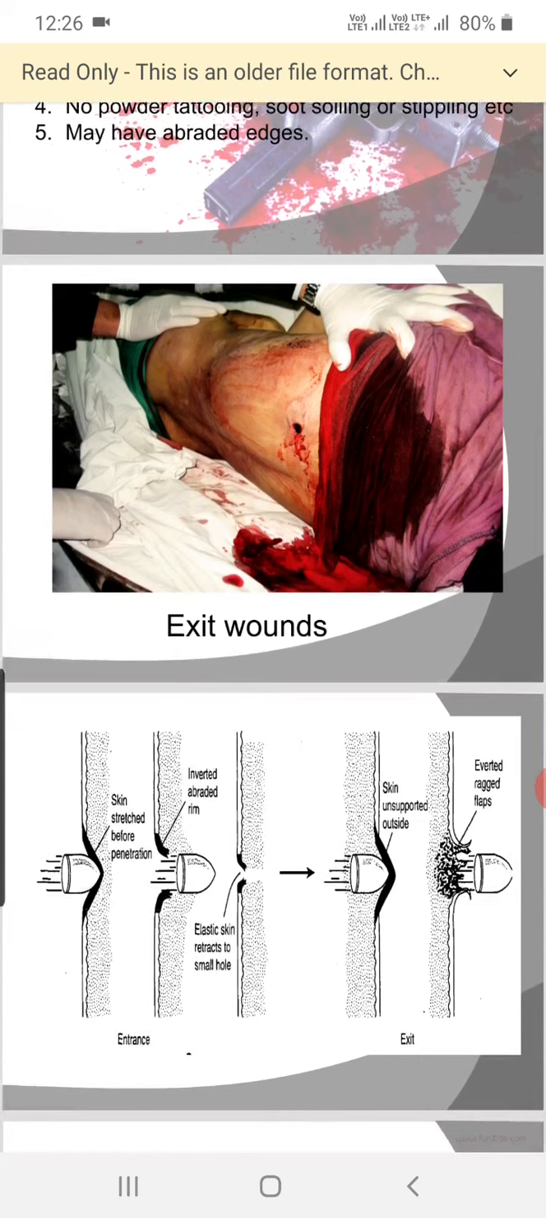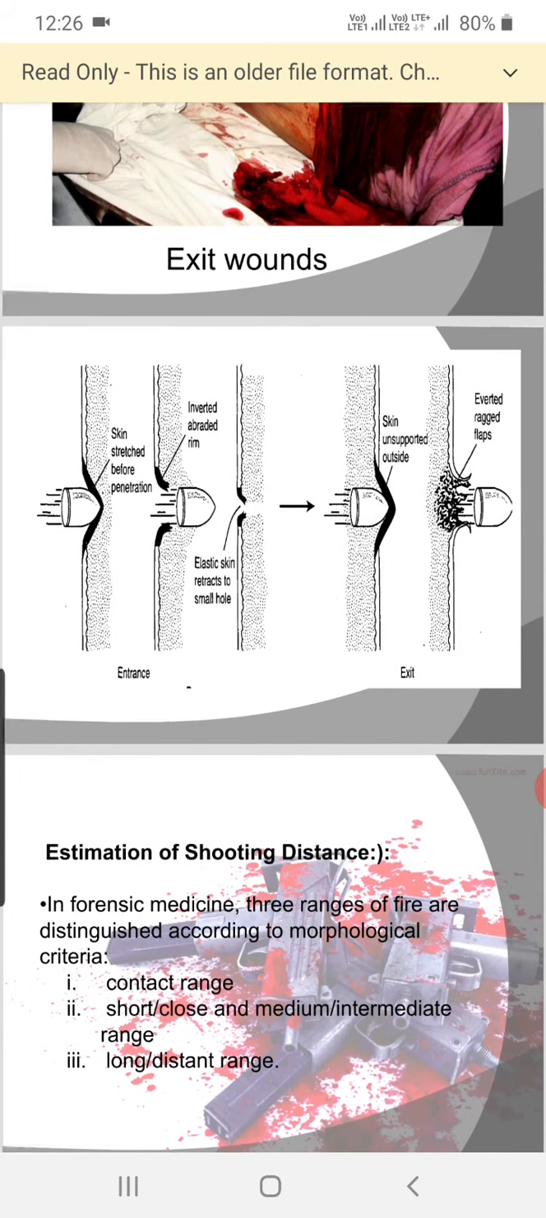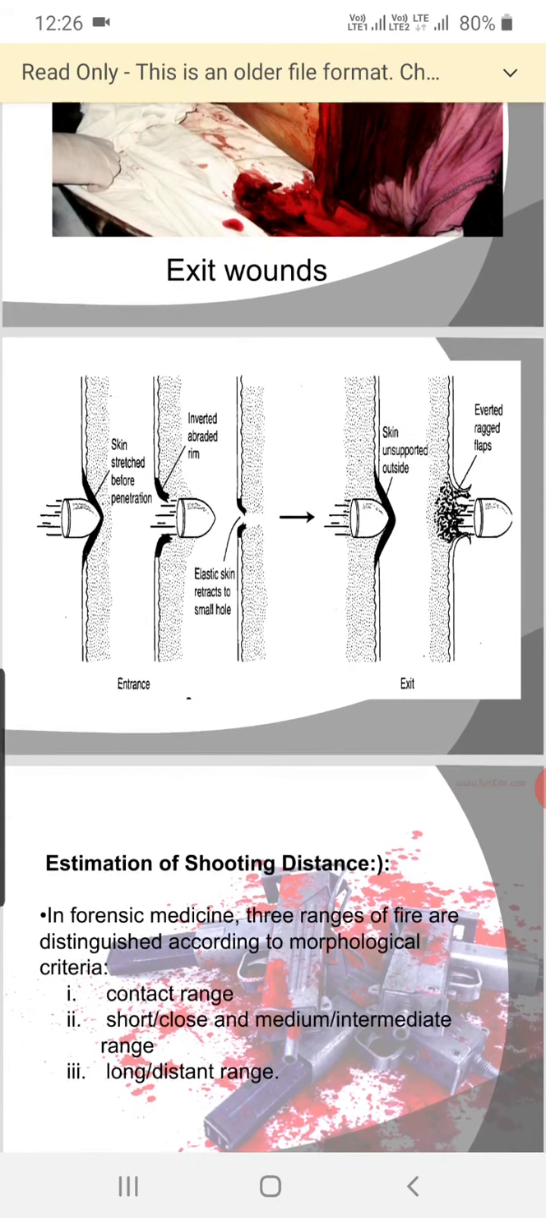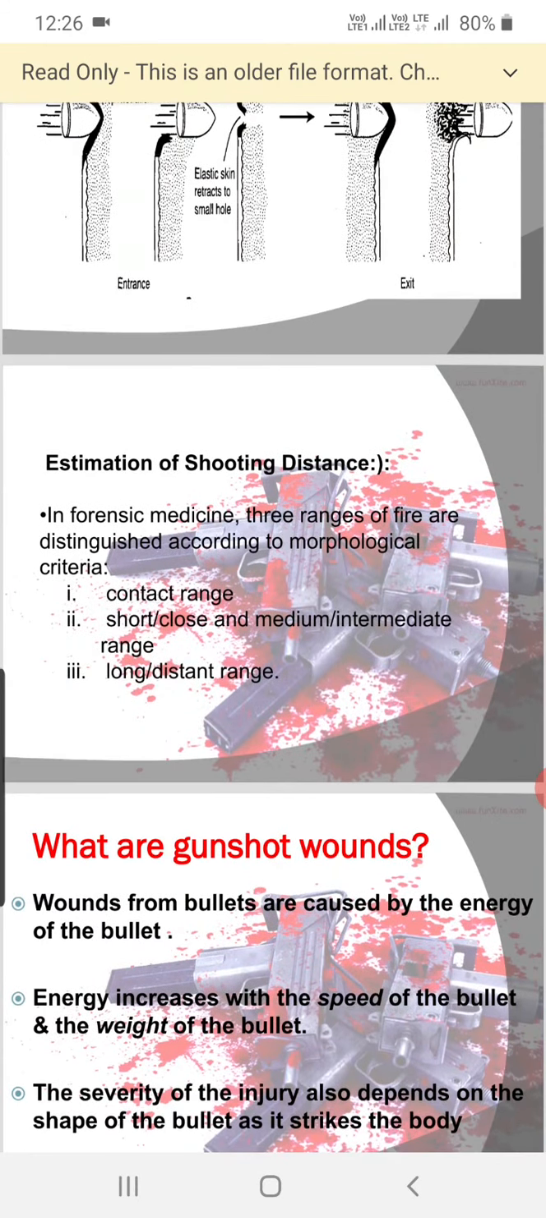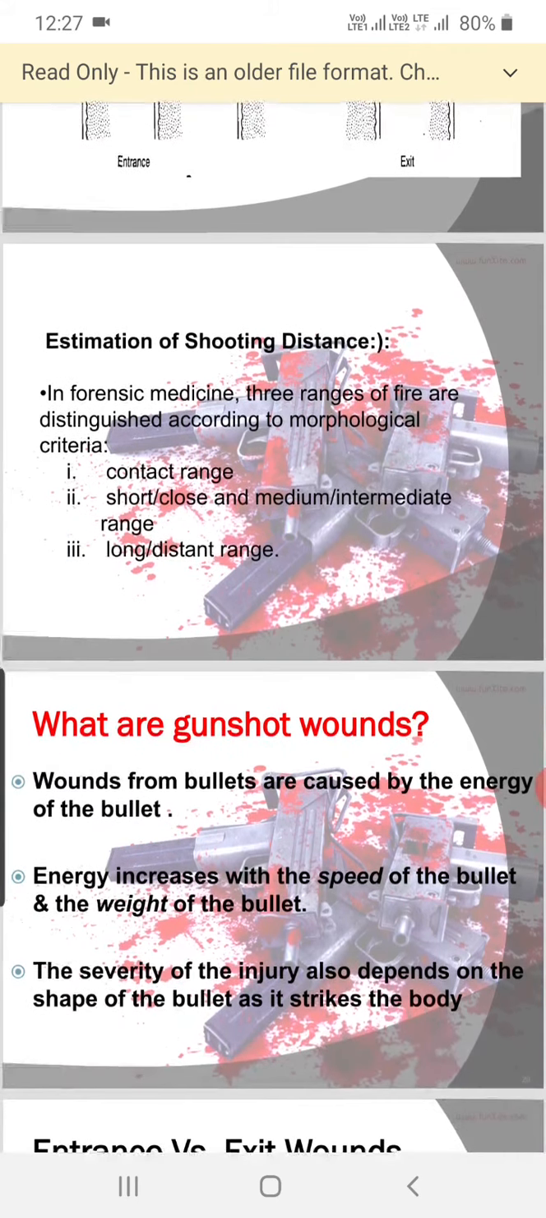As you can see, there is no tattooing or anything. So in this slide you are seeing the difference between the entrance and the exit wound. You can easily see the skin is inverted in the entrance wound and everted in the exit wound. Okay, so how will you estimate the shooting distance? In forensic medicine, three ranges of fire are distinguished according to the morphological criteria, how the skin changes are present. On the basis of that: contact range, short or close or medium, or the long distance ones.